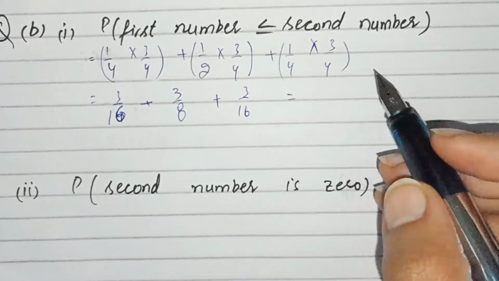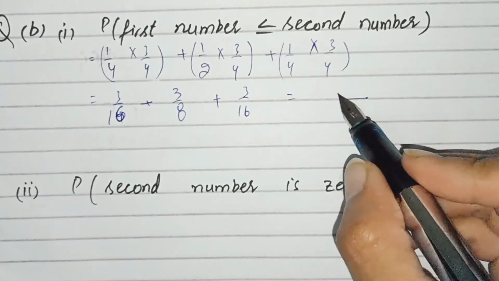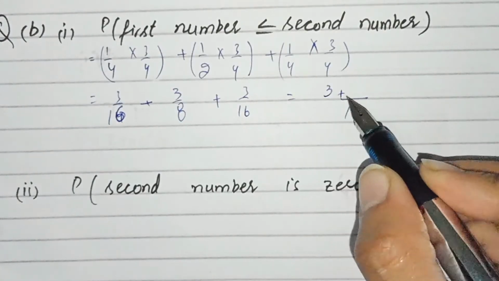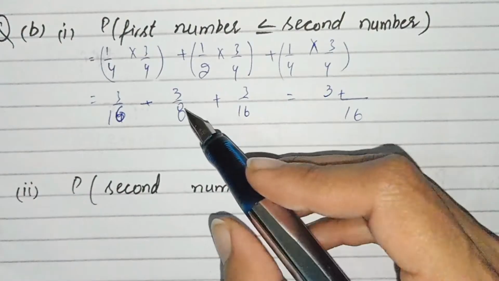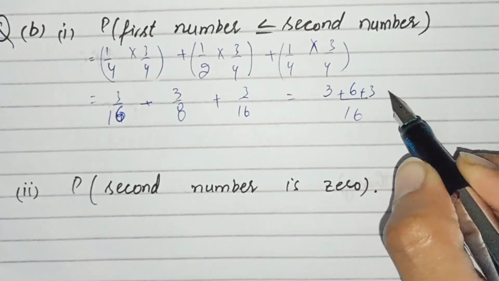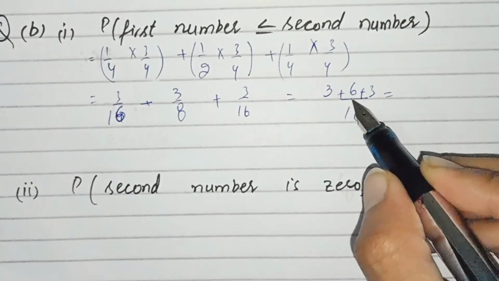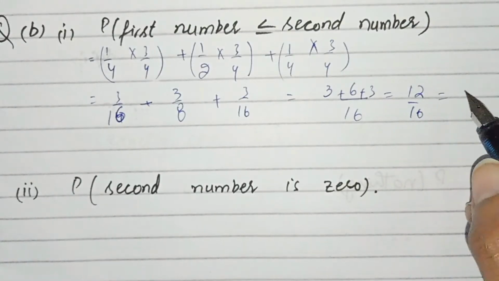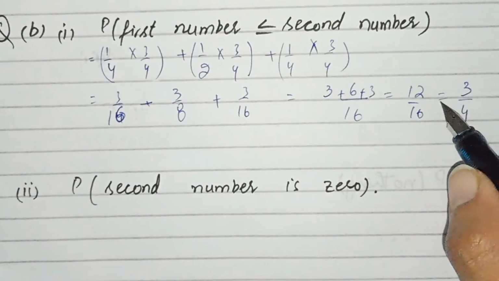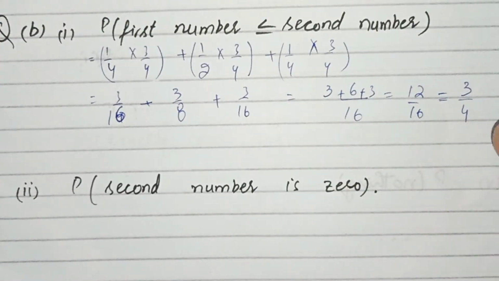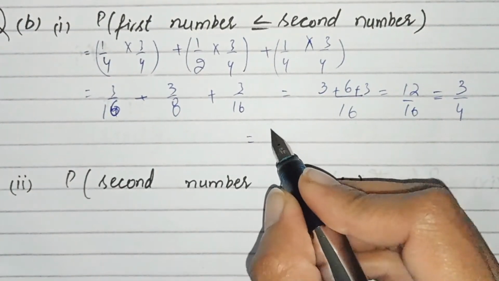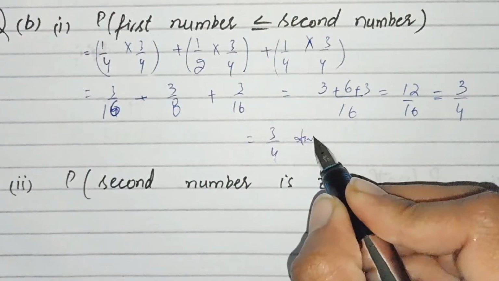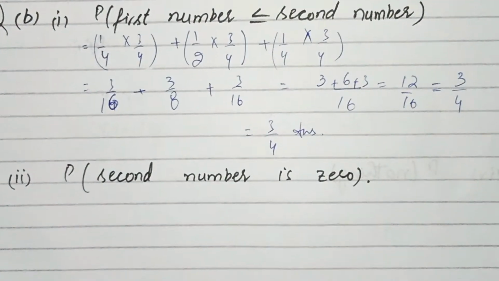And by taking the LCM, we get 16 over 3 plus 2, 3 times 6 plus 6, and we get 12 by 16. By simplifying it, we get 3 by 4. It comes in the table of 4, and the probability is 3 by 4. This is the answer of part number 1.